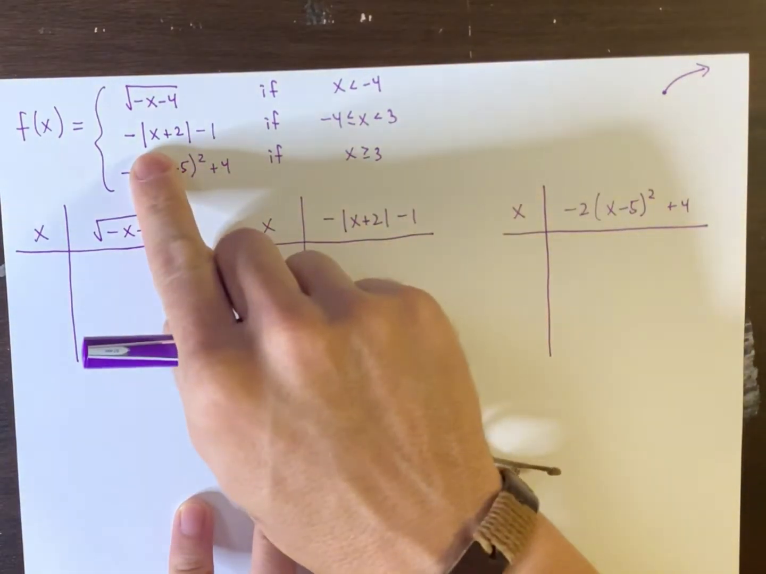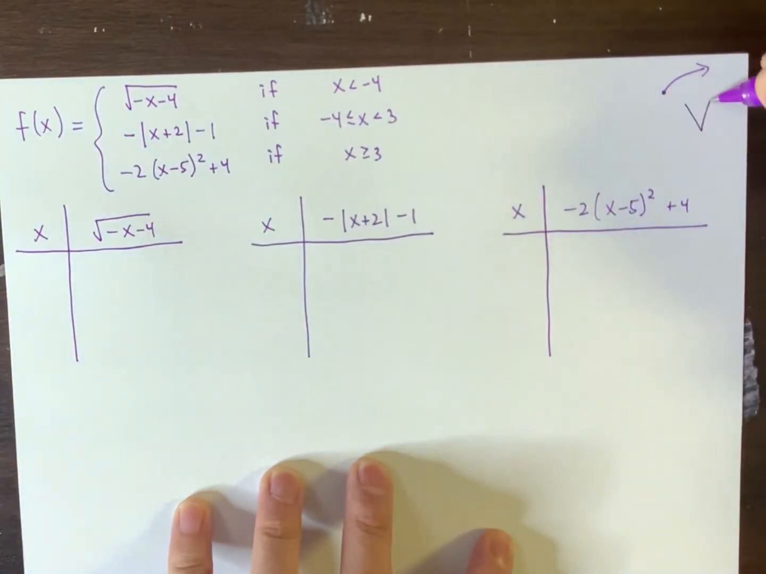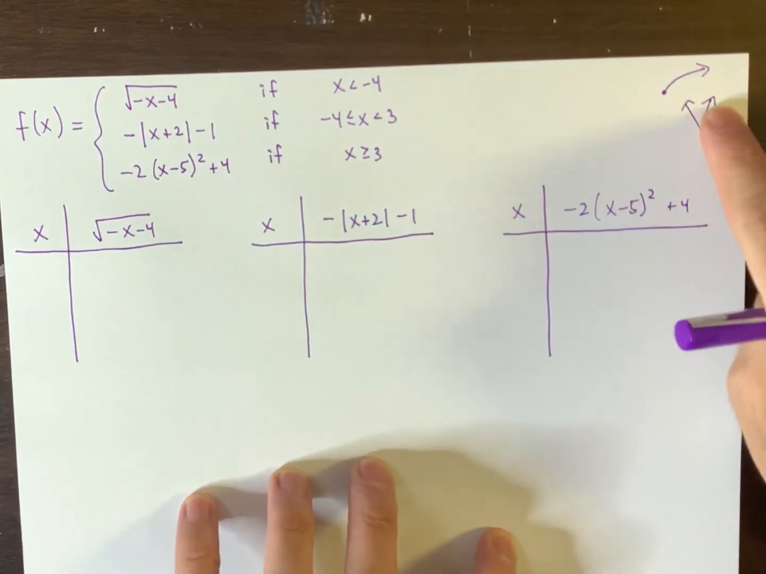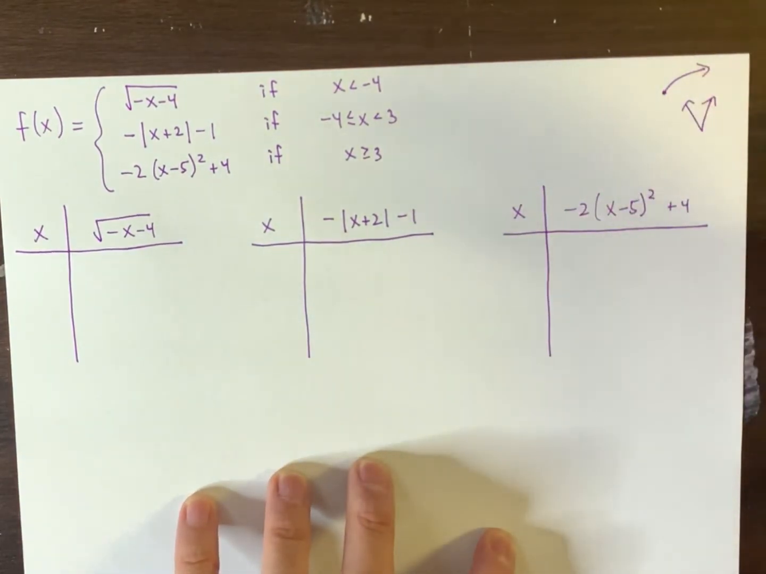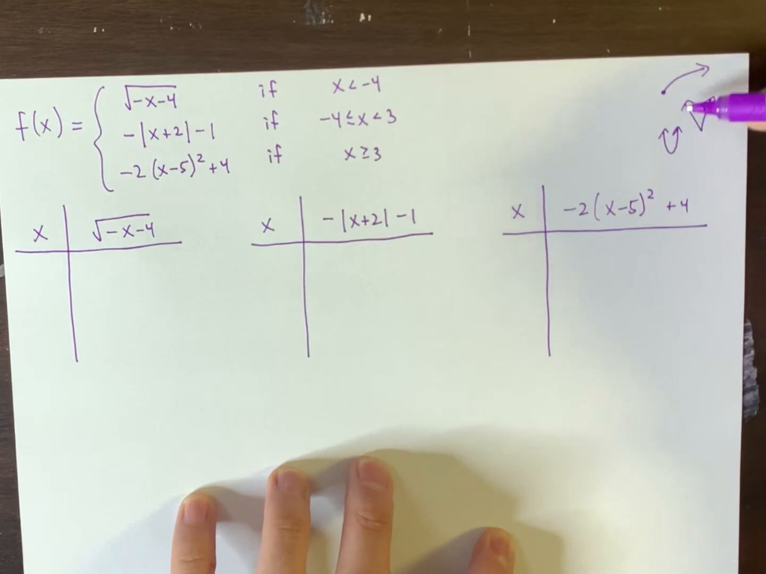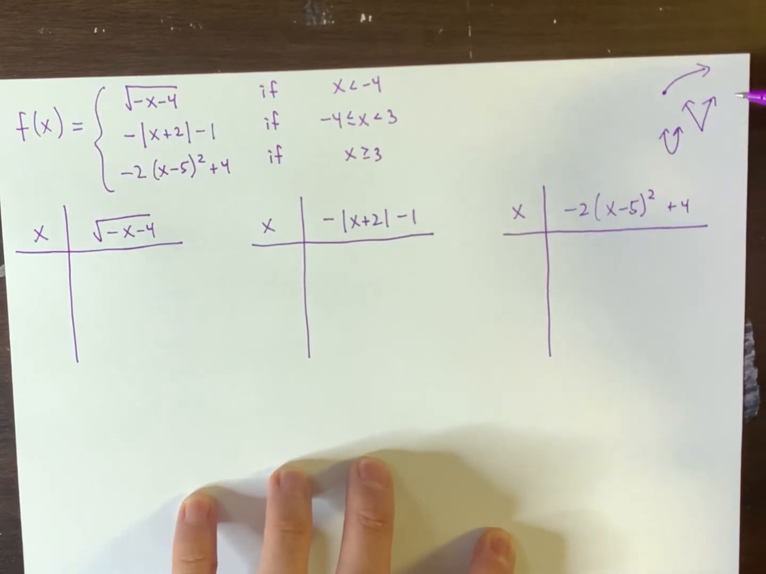Now the middle piece, that's an absolute value function, which tends to look like a V. Which part of the V are we going to end up seeing? We don't know, we'll see what happens. And of course the parabola, your quadratics, is something like that. Sometimes up, sometimes down, maybe even left and right. But I think in this case, it's just either going to be up or down.